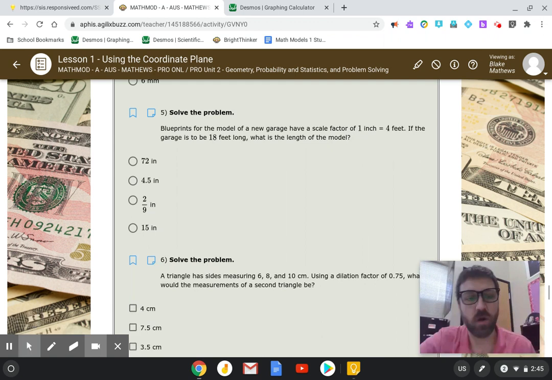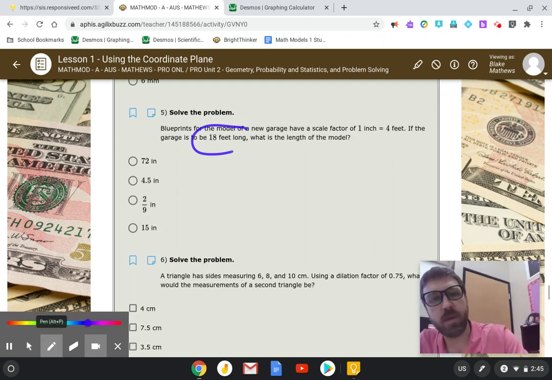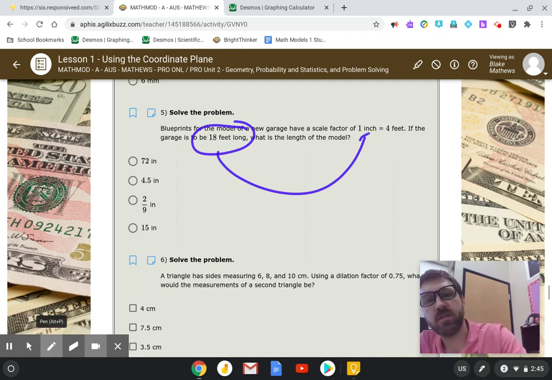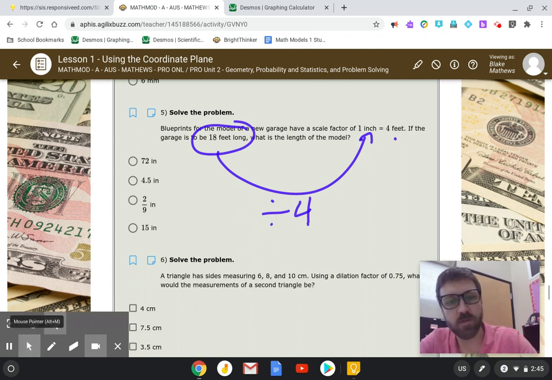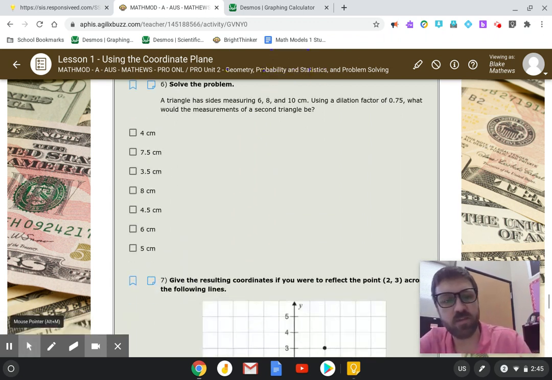So now we're actually working in reverse. So if you want to go from 18 feet long down to the number of inches, you need to divide 18 by 4 to get back to 1 inch. Because we are going from the feet back to the inches. That was a little bit weird, which is why I kind of just spelled it out for you. But you should definitely be able to do number 6.